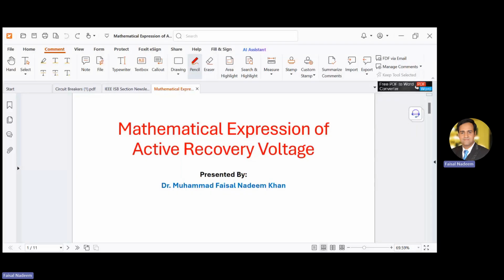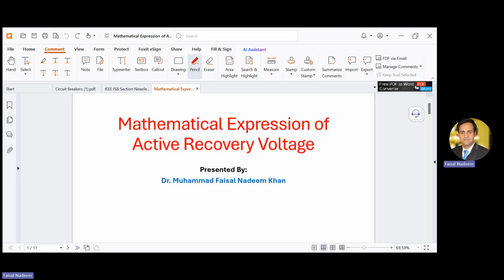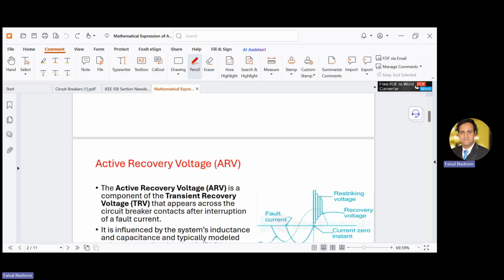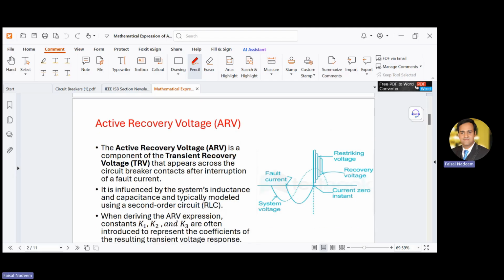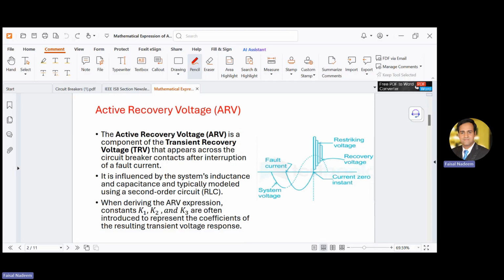Today's lecture, we will discuss the mathematical expression of active recovery voltage. Before going into the detail about the mathematical expression, first of all, we will discuss again about active recovery voltage. As you know from my previous lecture, I have discussed the active recovery voltage in great detail. So now I'm repeating it here for better understanding and as a refresher to understand the mathematical expression.